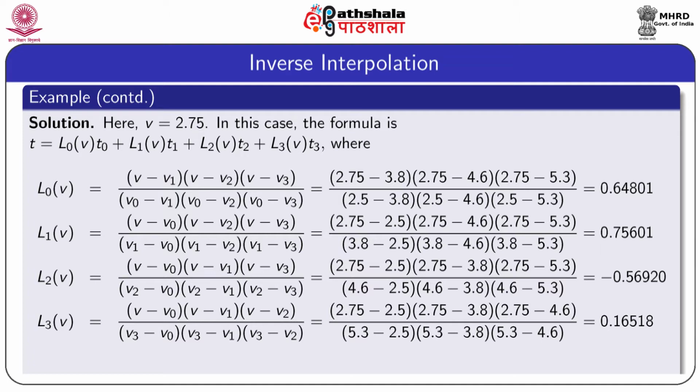plus L2(v) into t2 plus L3(v) into t3, where the first Lagrangian function L0(v) is equal to (v minus v1) into (v minus v2) into (v minus v3), whole divided by (v0 minus v1) into (v0 minus v2) into (v0 minus v3). After substituting the values of v0, v1, v2 and v3, the entire expression is equal to 0.64801.